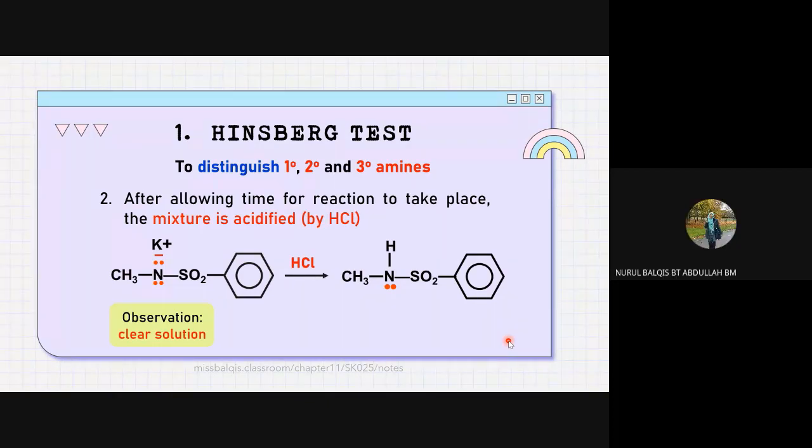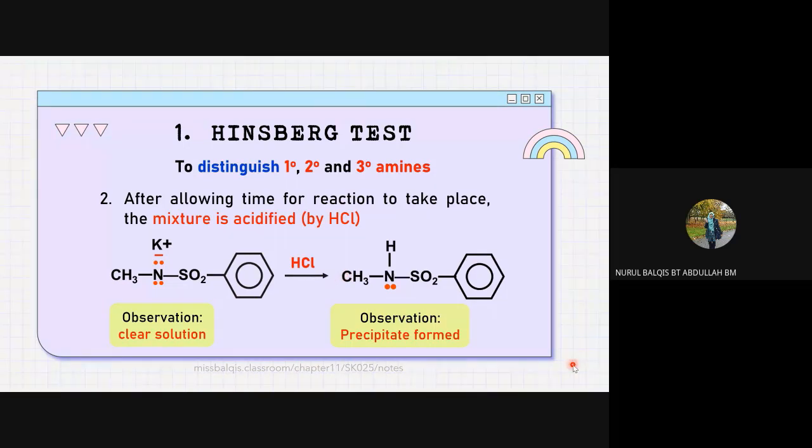Okay, so observations dekat second step akan berubah jadi precipitate formed. Boleh, Miss. Okay, this is only for primary. Since kita kata secondary pun boleh, tertiary pun boleh, kita kena tengok one by one. So primary settle lah. Primary first clear solution and then the second observation is precipitate form.